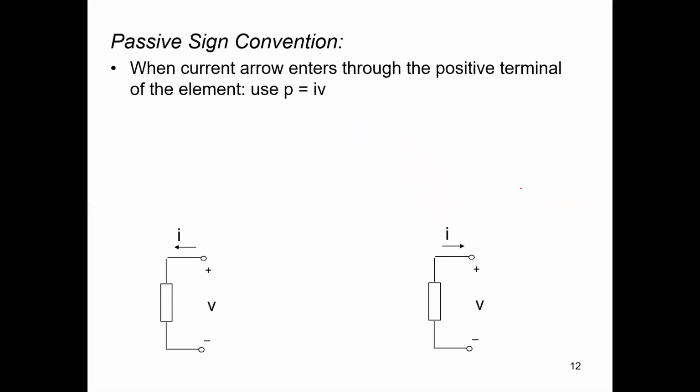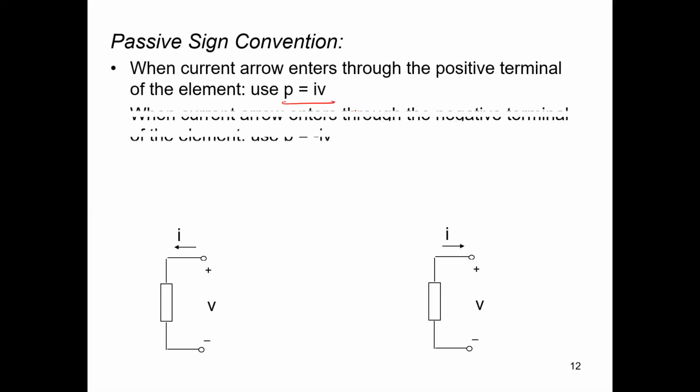And there is a protocol when you're dealing with a device. You label the terminals plus and minus, and then you label the current. The direction of the current is indicated by an arrow, and again, we're talking about the flow of positive charges. Passive sign convention says that when the current arrow enters through the positive terminal of the element, you use the formula P equals IV to determine the power associated with that element. Whether that answer is positive or negative indicates whether the device is absorbing or delivering power to the circuit. If it's positive, the device is absorbing power. If it's negative, the device is providing power.